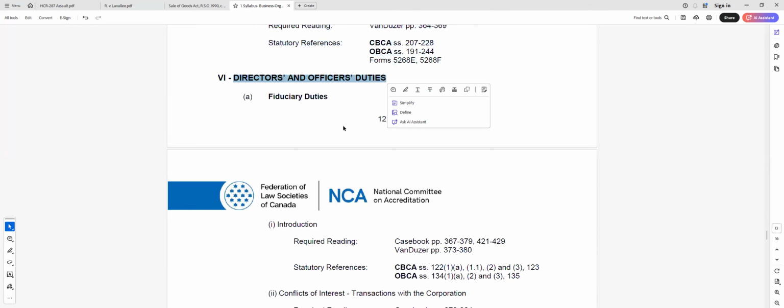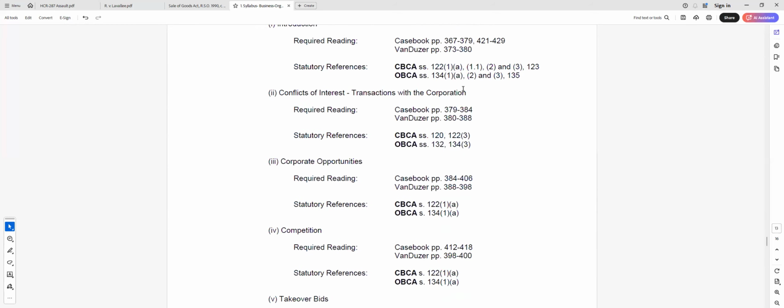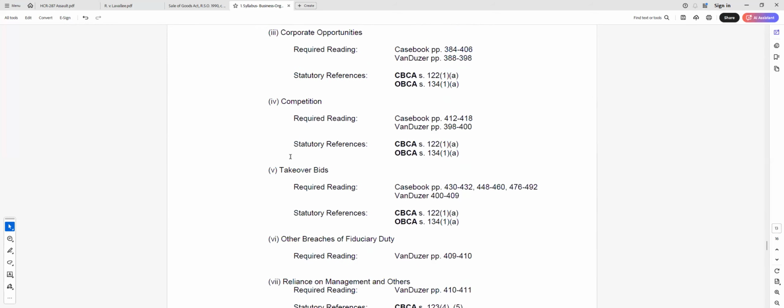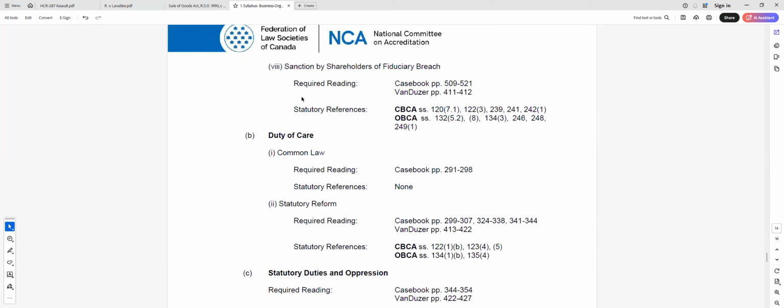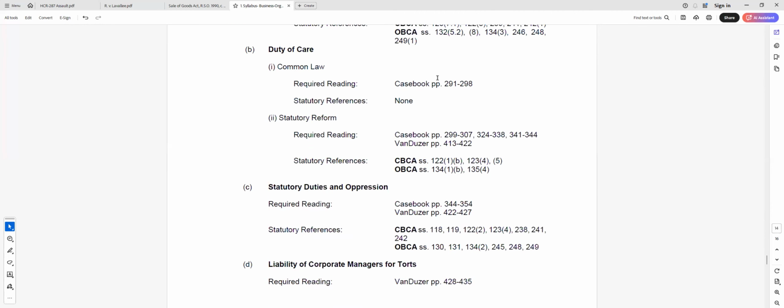Sixth one is directors and officers' duties. So their powers we have discussed. Now let us talk about their duties. What are their fiduciary duties? And there is competition, there are takeover bids. So in different duties they have to comply with those. If they don't, can there be a sanction? There will be punishment. Yes. So sanction by shareholders of fiduciary breach. So that also will be there.